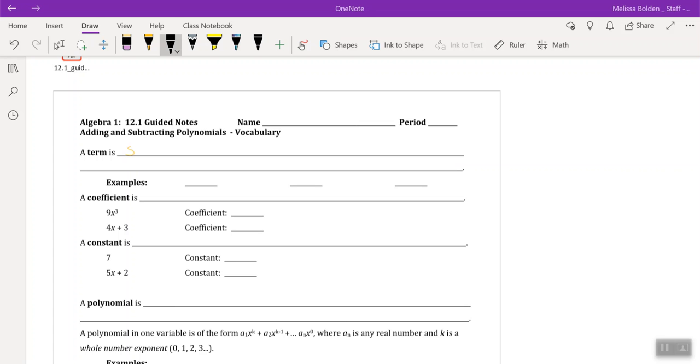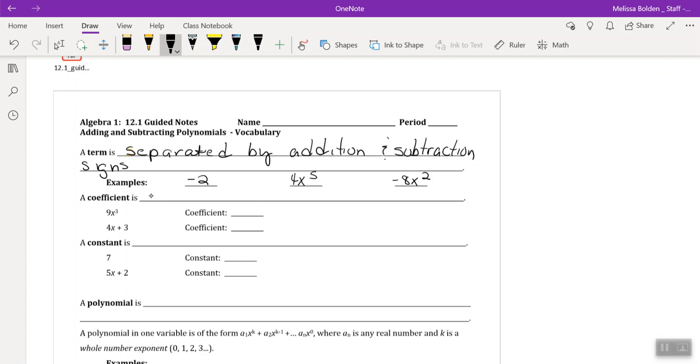Today we're going to classify polynomials, and we're going to start by giving some definitions. A term is separated by addition and subtraction signs. So an example, we could have anything as an example. We have -2, that could be a term. We could have 4x to the 5th, that could be a term. We could have -8x squared as a term.